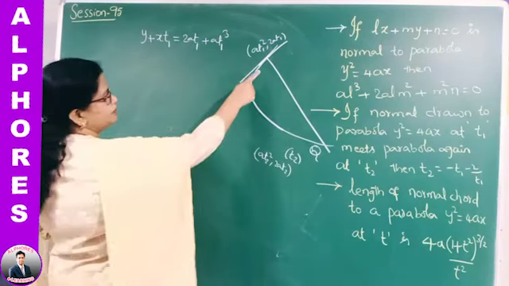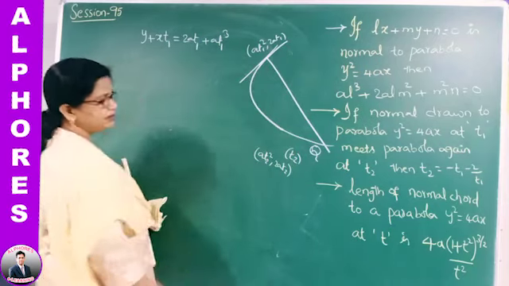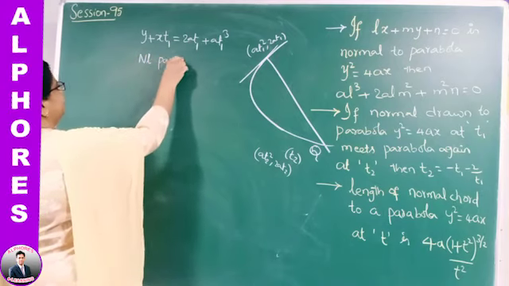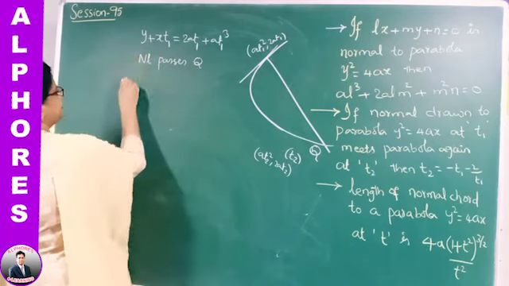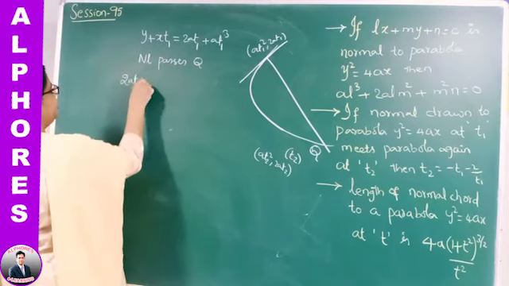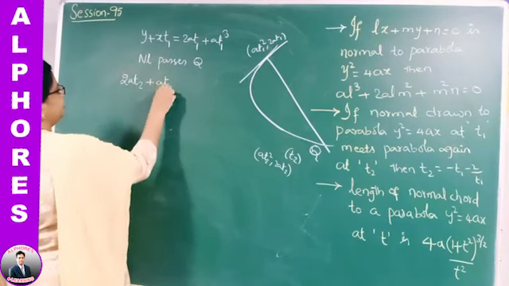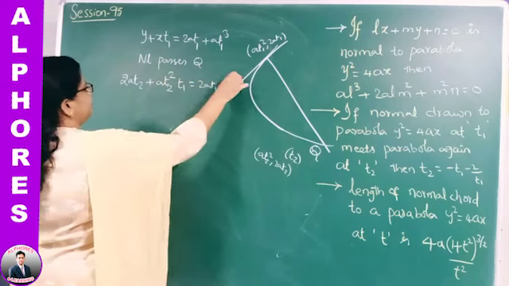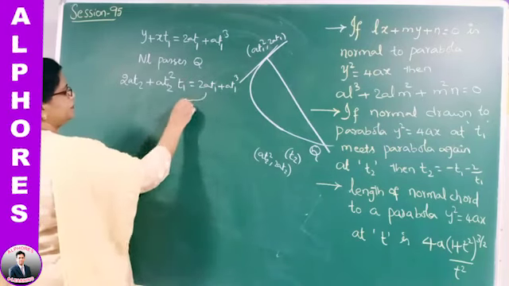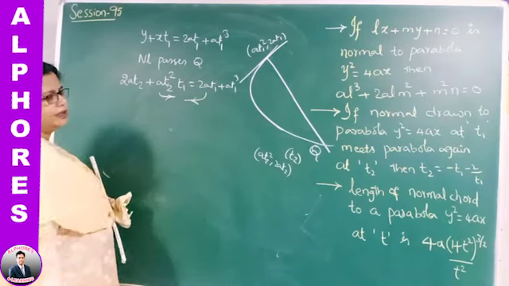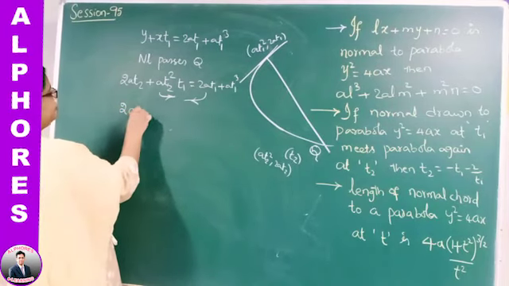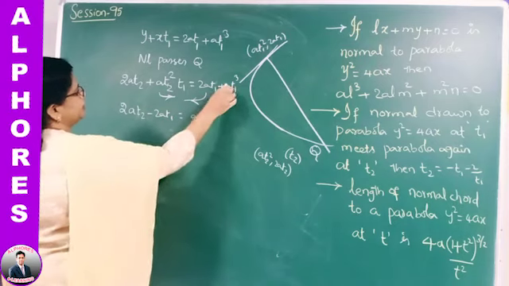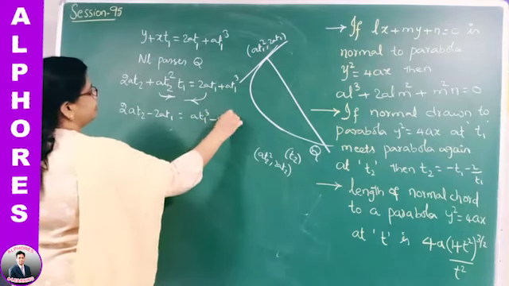Now this normal is passing through which point? A T2 square comma 2a T2. Okay, this normal passes through the point Q, so you substitute this value 2a T2 plus here a T1 square, this is T2 square T1, equal to 2a T1 plus a T1 cube. Now I am writing this value on this side and this side, and thereby you can obtain 2a T2 minus 2a T1, and this side you got a T1 cube minus a T2 square T1, right?